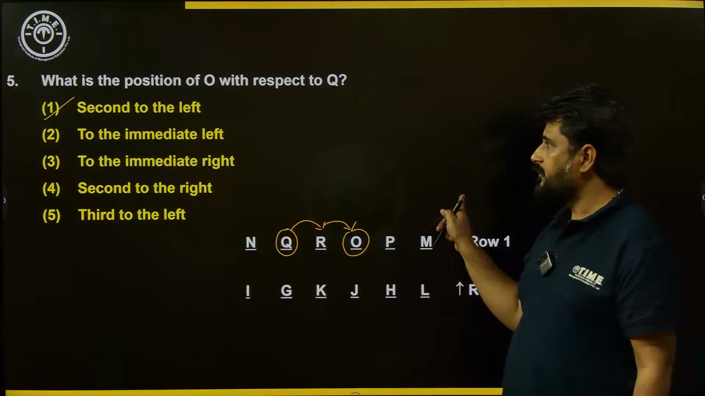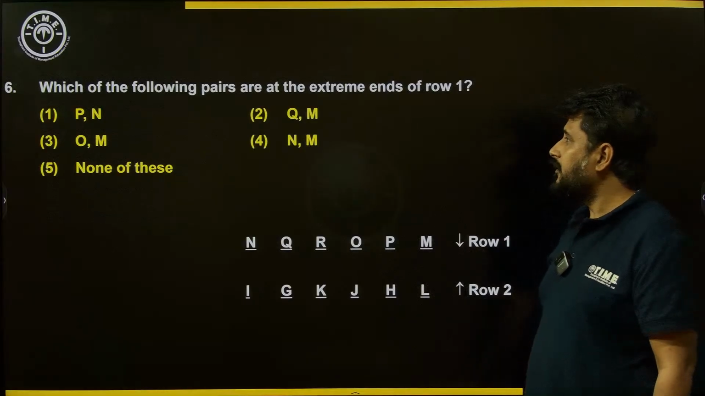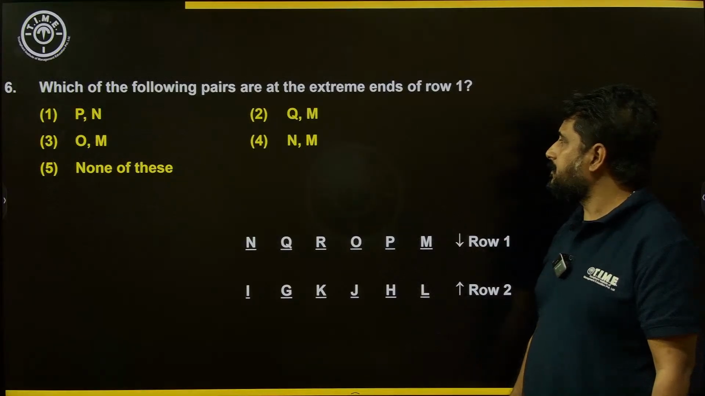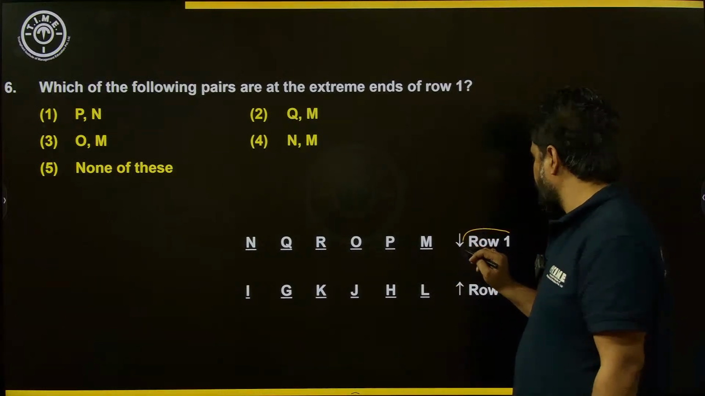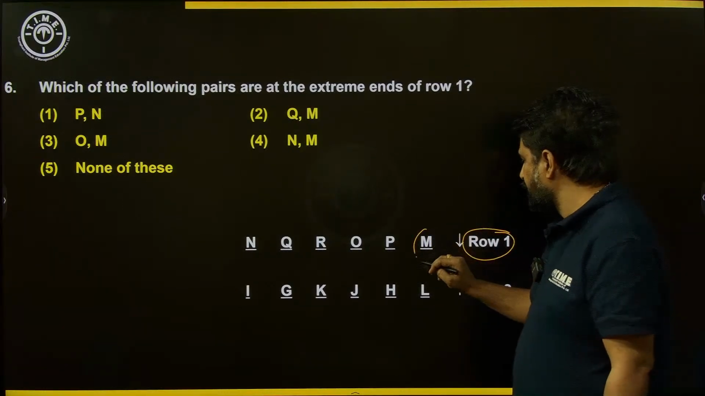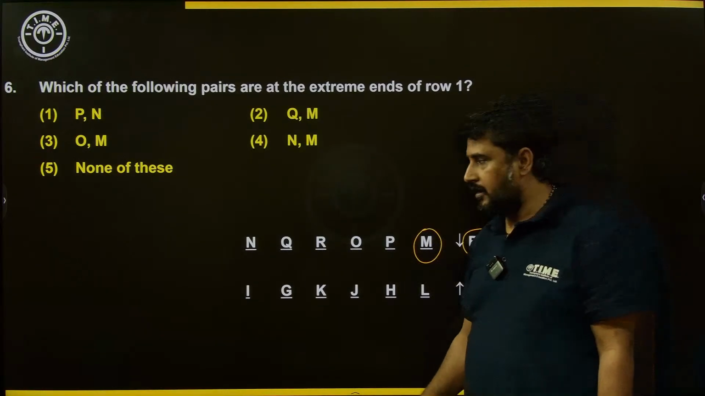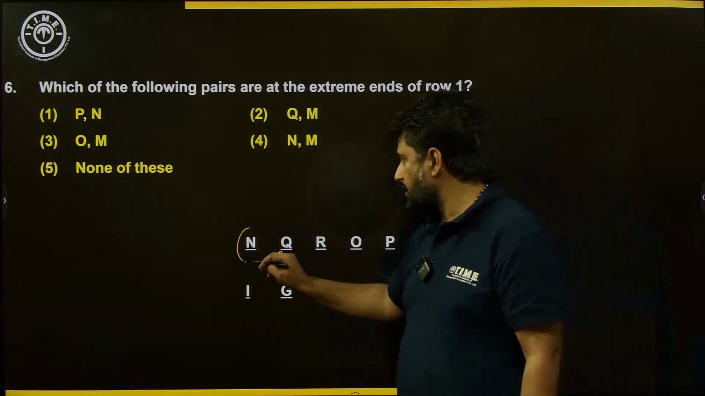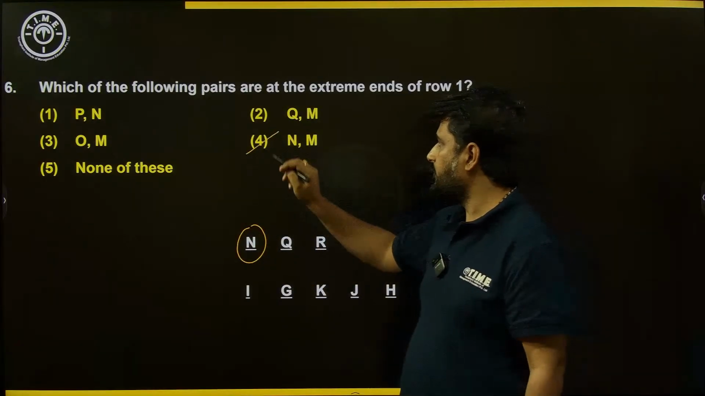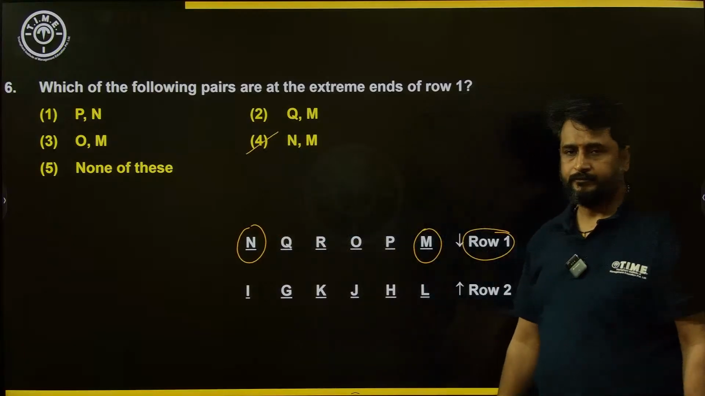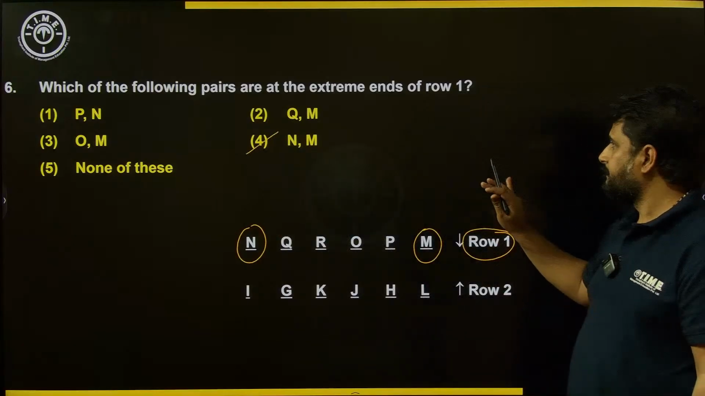Now move to the next question. Which of the following pairs are at the extreme ends of row 1? Now this one is the row 1. Who are at the extreme ends? M is at the left end of row 1. N is at the right end of row 1. N comma M. Choice 4. N comma M. Okay. Next one.